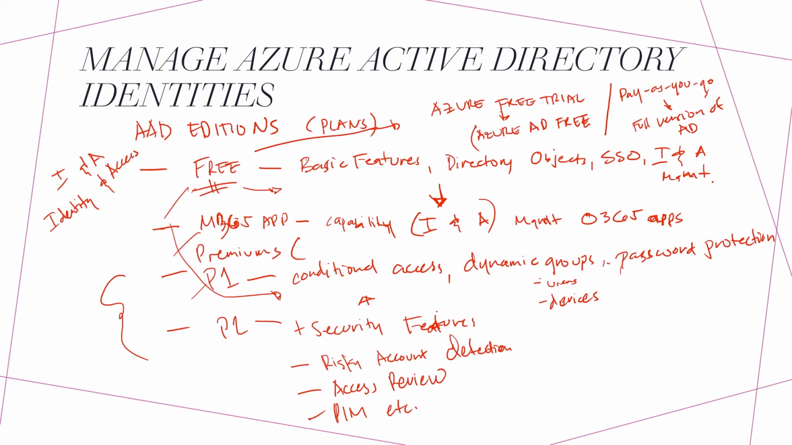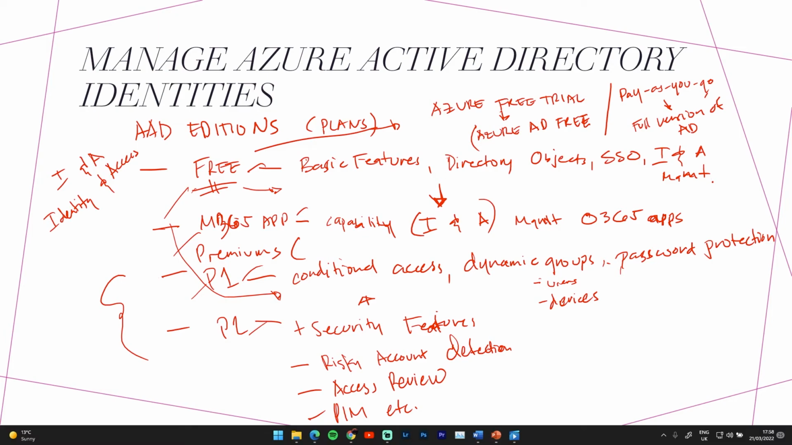So that's the editions. You've got the free edition, M365, P1, and P2. Okay, if you want more details on the Azure AD editions, just check out the description below. I'm going to put a link where you can do some more reading about it, which I actually recommend.